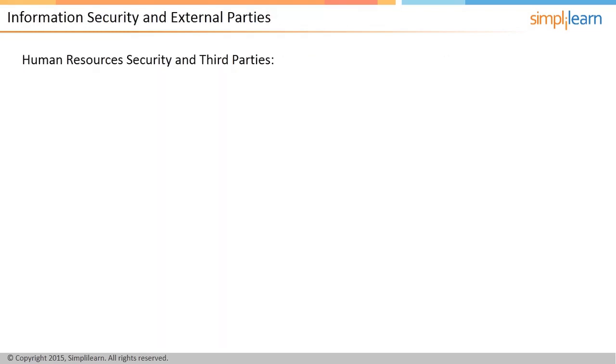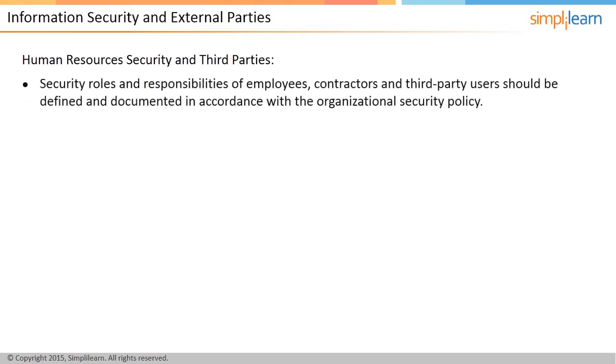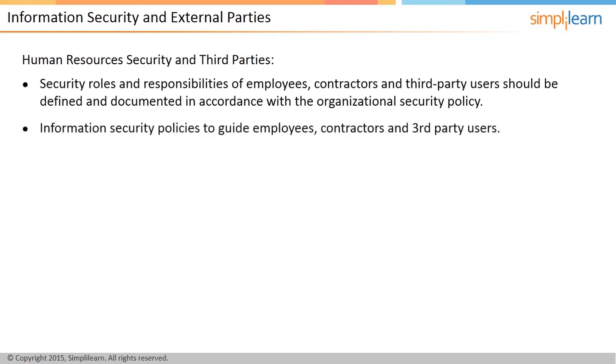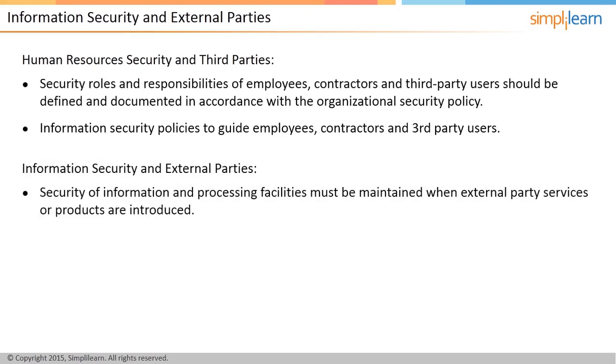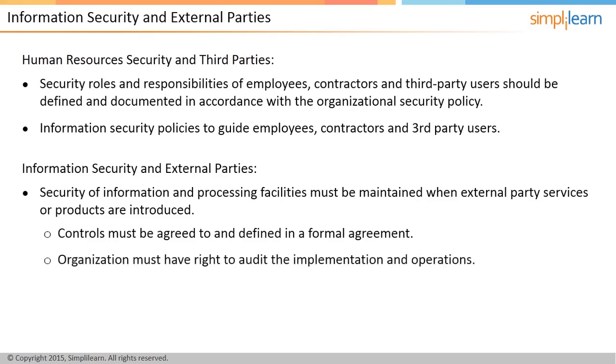Human resources security and third parties. Security roles and responsibilities of employees, contractors, and third-party users should be defined and documented in accordance with the organizational security policy. Information security policies guide employees, contractors, and third-party users. Information security and external parties. Security of information and processing facilities must be maintained when external party services or products are introduced. Controls must be agreed to and defined in a formal agreement. Organization must have right to audit the implementation and operations.